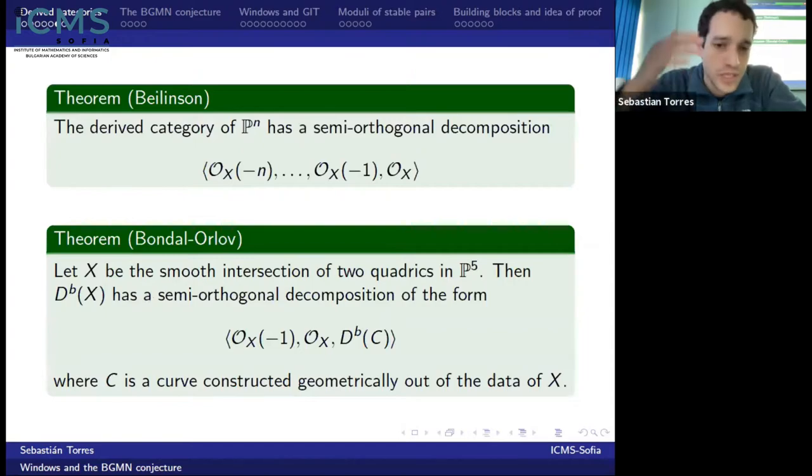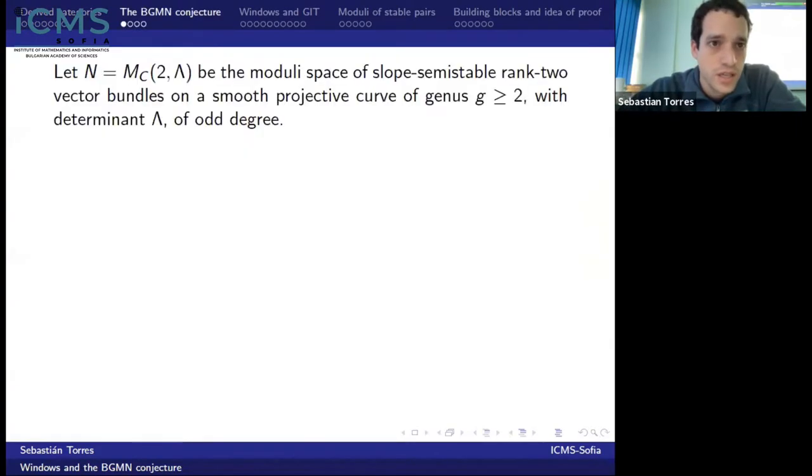And well, let me just go back to this example a bit, this Orlov theorem. This is not a random example, because you can also think of this space as the moduli space of stable bundles of rank 2 over C. And it has this decomposition where, as I said, you have the derived category of a point, again the derived category of a point, and then the derived category of the curve. So this is not particular to a curve of genus 2. In fact, you can find more general results. So that brings us to the BGMN conjecture, as we are calling it.